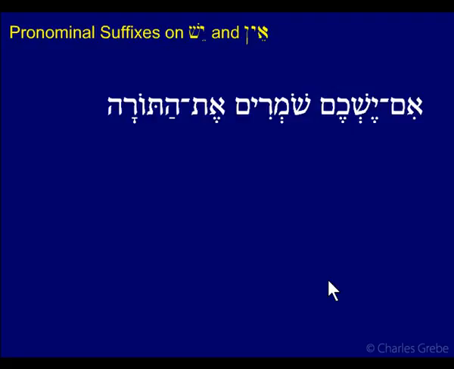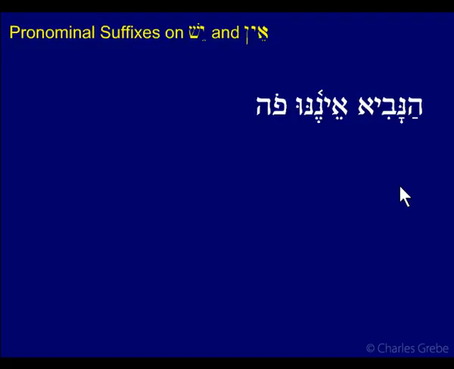So here's the example with Yaish, and to read it here, we have Im Yeshchem Shomrim et HaTorah. So it starts with Im, meaning if, which is where I said you find Yaish with its pronominal suffixes. You can translate this simply as you plural. If you keep, this is a participle, masculine plural, if you keep the Torah, and then presumably this would go on, then something, something, something, right? So here we see Yaish with its pronominal suffix together with Im, and you simply translate it as you. Just simple translation. If you keep the Torah.